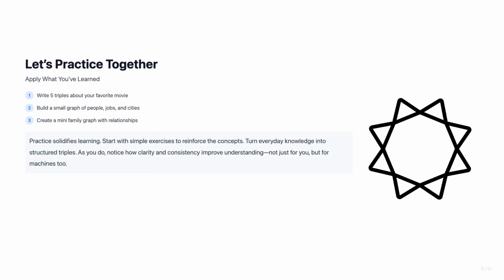Now it's your turn to apply what you've learned. Let's do a few quick exercises to reinforce your understanding.